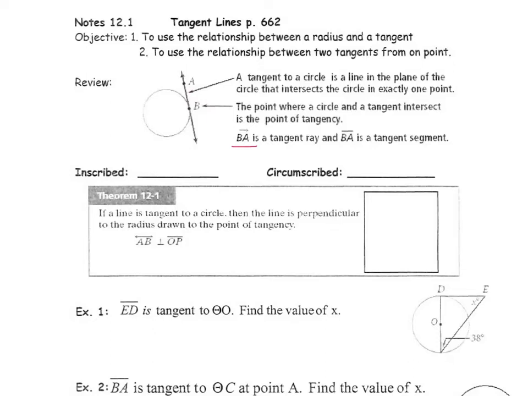We've talked about the word inscribed before. All that means is if something's inscribed, it means it's inside. That should be simple to remember. And circumscribed is outside.